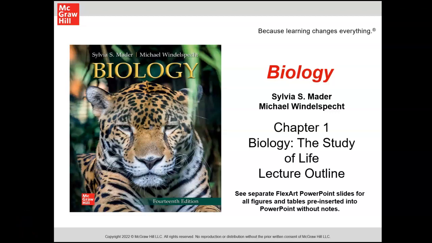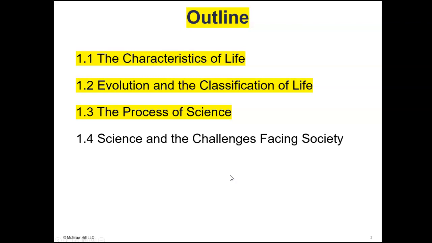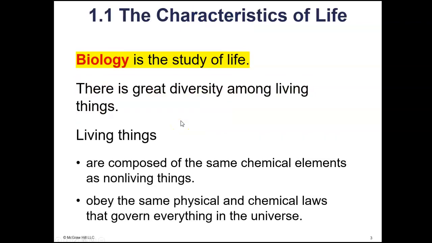These are the lecture notes for Chapter 1, Biology, the Study of Life. This is our introductory chapter in general biology. When you look at the lecture notes and you are taking notes, I try to highlight in yellow the important parts that you need to pay attention to. In Chapter 1, we are going to focus on the first 3 sections, which are the characteristics of living things, evolution and classification, and then the scientific method.